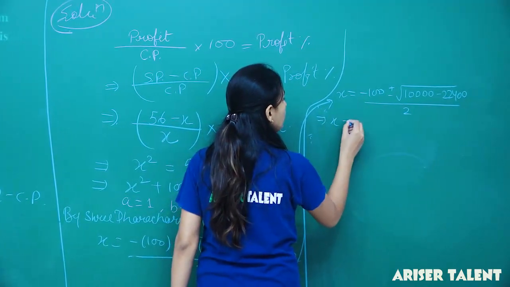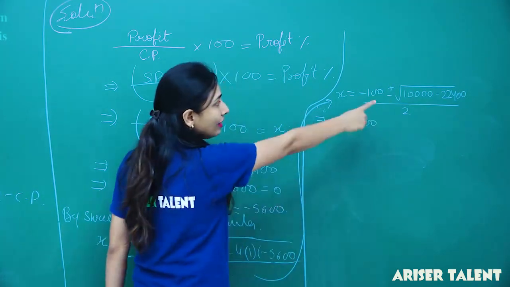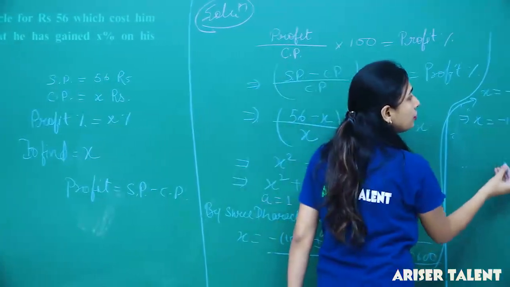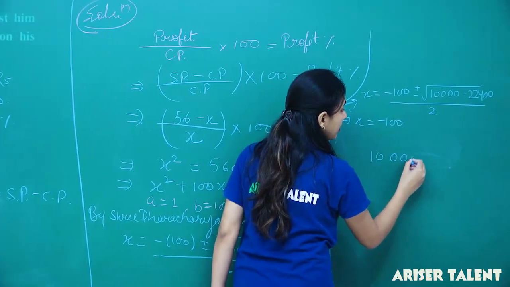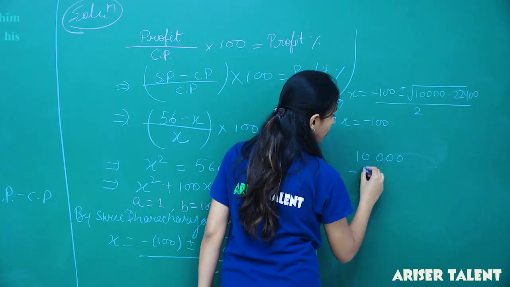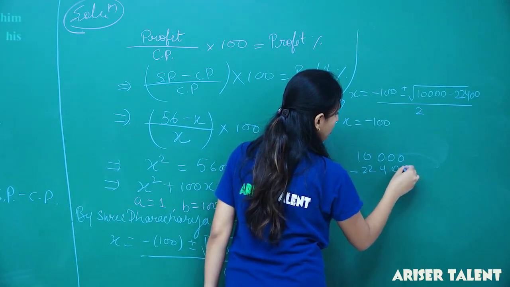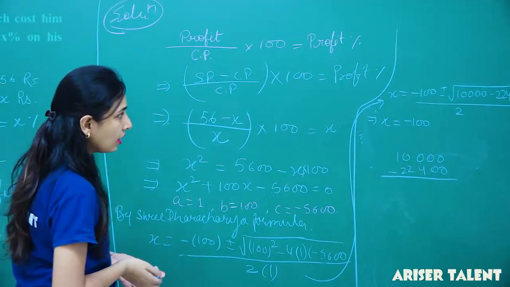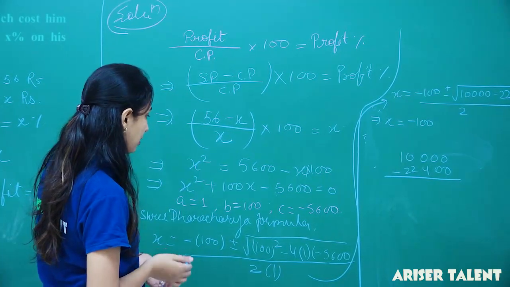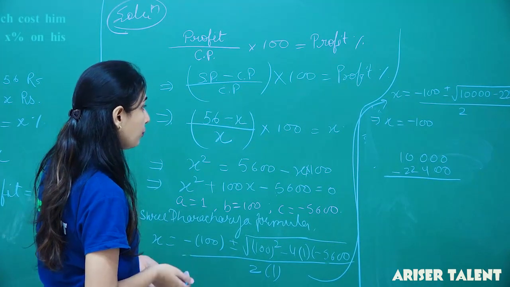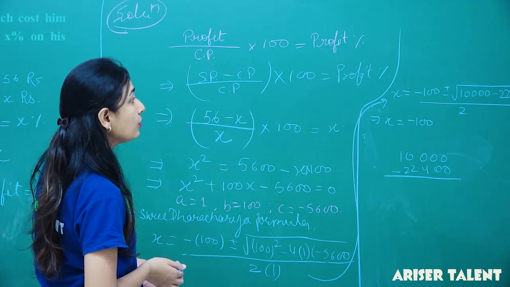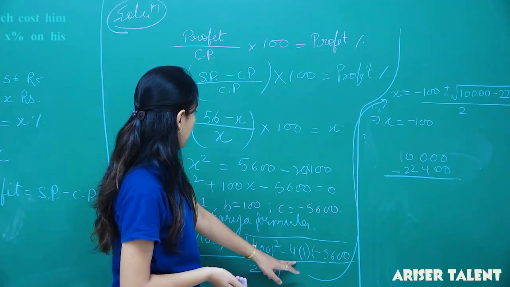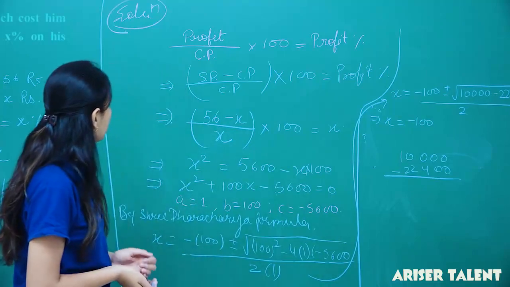That will become X equals minus 100 plus minus root of 10,000 plus 22,400. Here 4 times A is 1 and C is 5600.